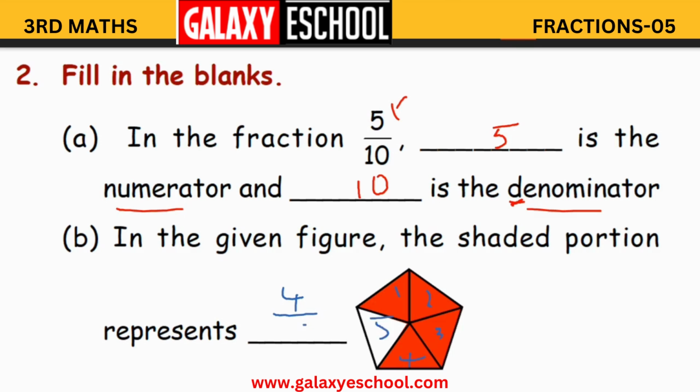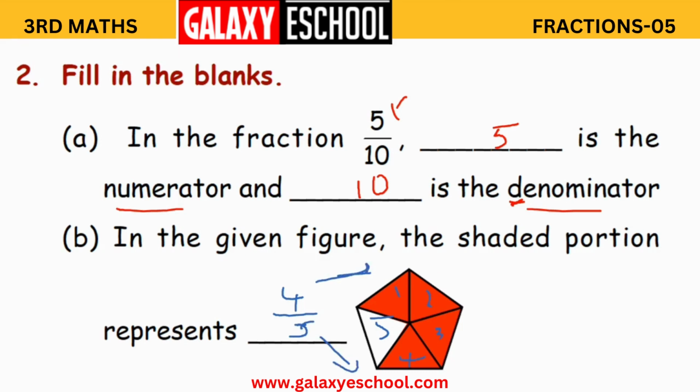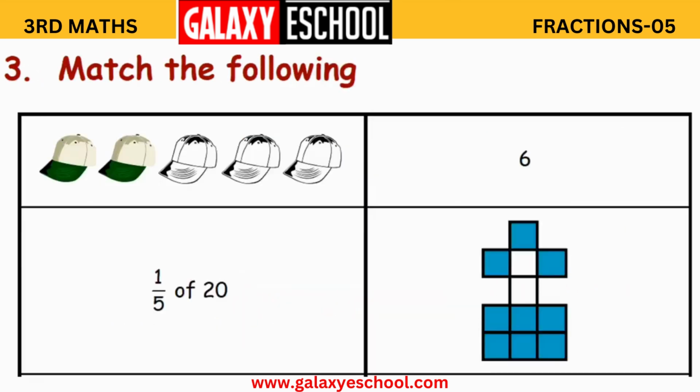We are having 5 parts and out of which 4 are shaded. So it will be represented as 4 by 5. Total number of shaded parts divided by the total number of parts in the figure. Yes. So in the figure, the shaded portion represents 4 by 5.